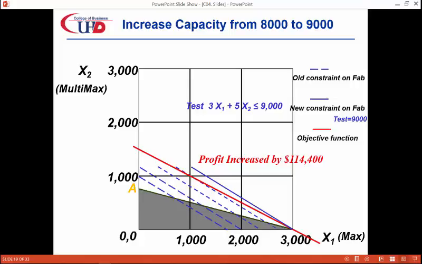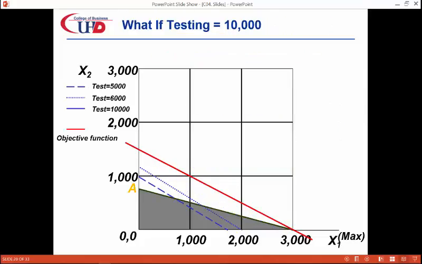Now, to this point, our conclusion is profit is increasing by the same shadow price of $114.40 per testing hour if it's increasing from 5,000 hours to 9,000 hours. It seems to keep the same increasing pattern, right? Will this pattern remain further? This time, we increase testing capacity to 10,000 hours.